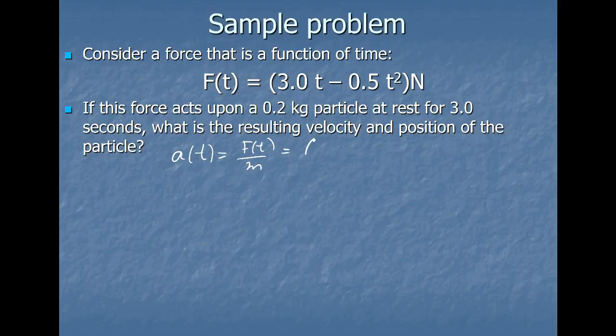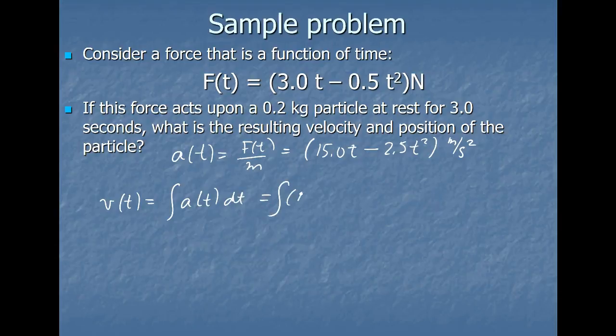So that means that we're going to have 15 t minus 2.5 t squared, and now we're in meters per second squared. So all I've done is I've divided by 0.2. Okay, now if we want to get velocity, v of t is going to be the integral of a of t dt.